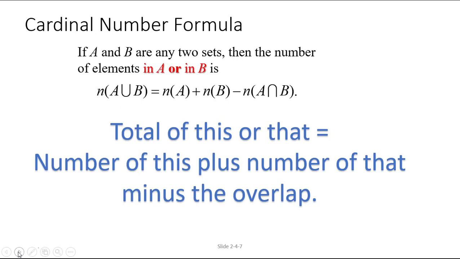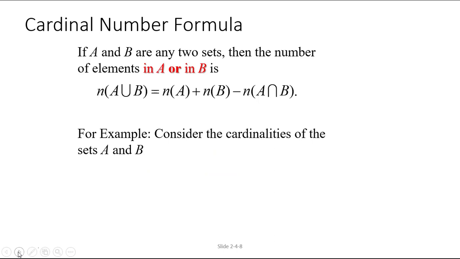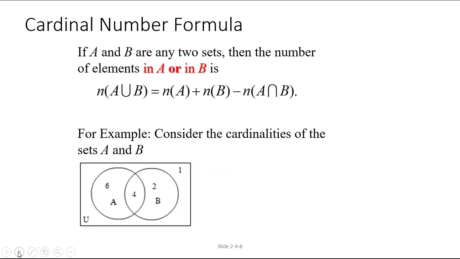Now let's talk about the OR situation, the cardinal number formula. The cardinal number formula basically tells us that the total of this or that is the number of this plus the number of that minus any overlap we may have overcounted. To understand this, consider the cardinalities of sets A and B. Cardinality just means the number of elements in the set. Set A has 10 elements in it. Set B has 6 elements in it. And the overlap, the elements that are in both set A and set B, has 4.